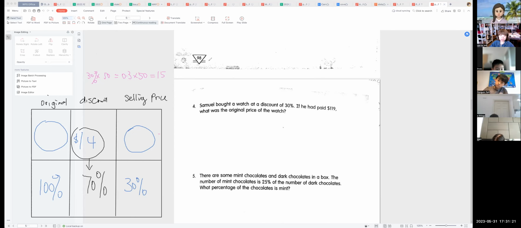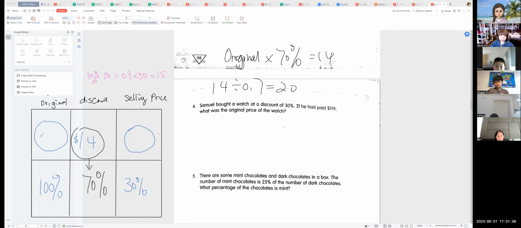How do we get the 14? It's the original price times 70% equals 14. So that's why the original price equals 14 divided by 70%, which is $20. Because the original price is 20, the discount is 14, so the selling price is 20 minus 14 equals 6, or you can do 20 times 30% equals 6. Understand, everybody?